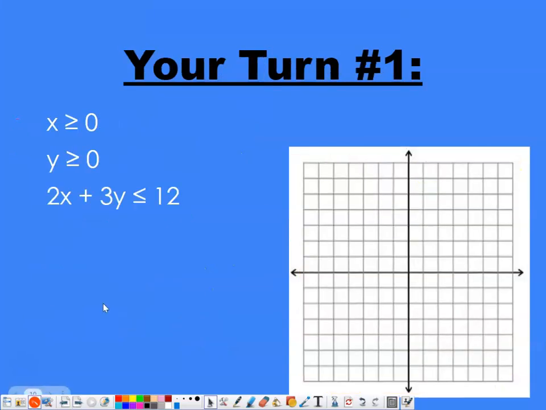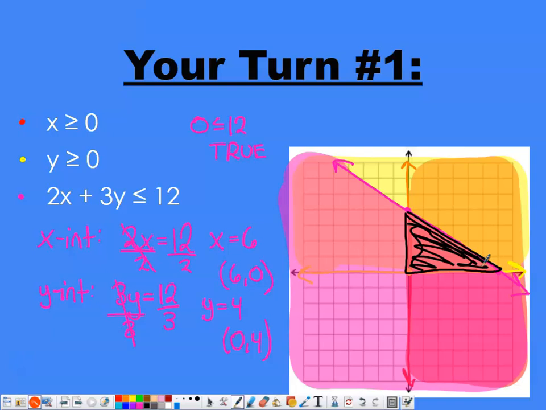Okay, go ahead, pause the video, try this one out. When you have a solution, go ahead and restart it and check for your answer. All right, so there's a lot going on in this graph, but you should see that the correct answer is that middle triangle. That's our solution set.